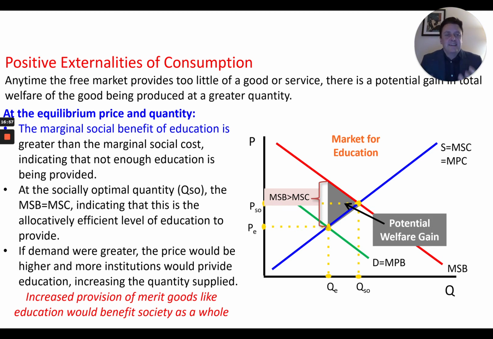So once again, in red, increased provision of merit goods like education benefits society as a whole. So this is the justification behind having state schools and having tuition fees paid for, and for having colleges, all those different technical colleges, all these kind of things, and free education for older people.